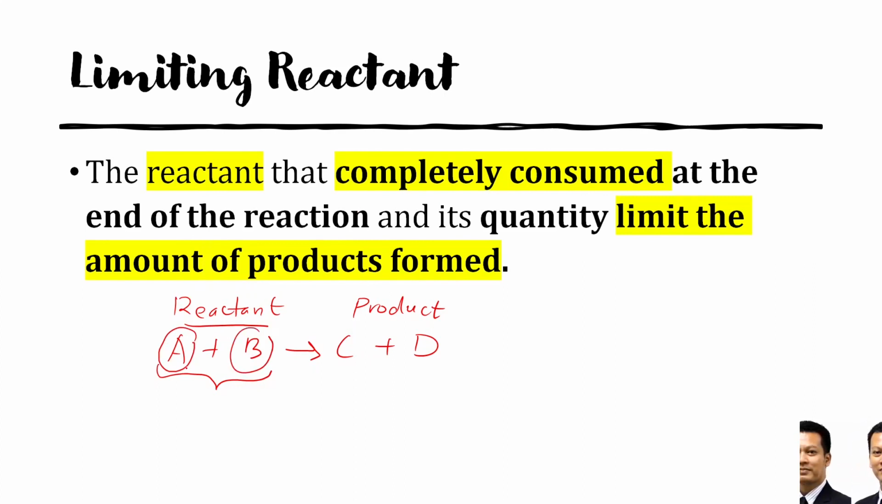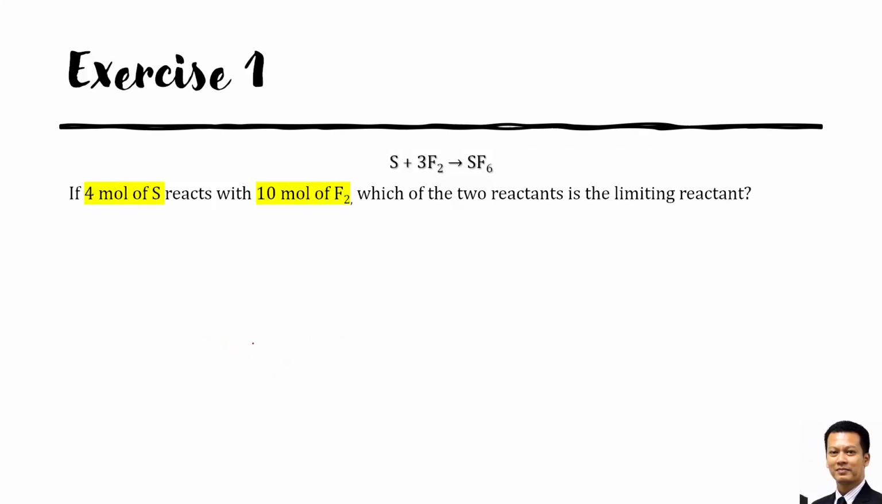Okay, so it can be either A or it can be B, depending on the number of mole, or the amount, that exists in the reactant. Okay, so let's proceed straight away to exercise. So let's see this example. If 4 mole of S react with 10 mole of F2, which of the two reactant is the limiting reactant? Okay, so S react with F2. So which one is the limiting reactant if you have 4 mole of S and 10 mole of F2?